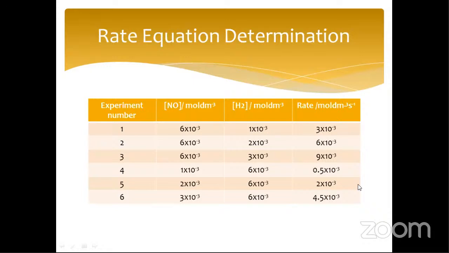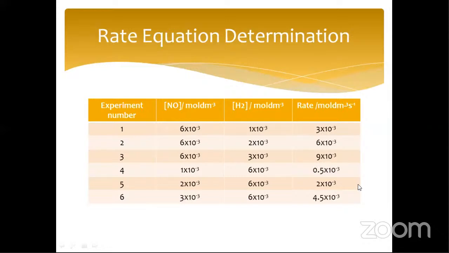When I compare the rate in experiment 4, it is 0.5 times 10 to the minus 3. The rate in experiment 5 is 2 times 10 to the minus 3. When I divide 2 times 10 to the minus 3 by 0.5 times 10 to the minus 3, I am going to get 4 as my answer. So when I double the concentration of nitrogen monoxide, the rate of reaction quadruples, or increases 4-fold.